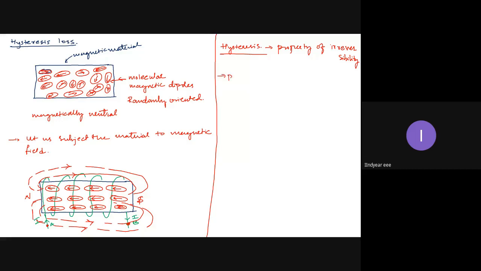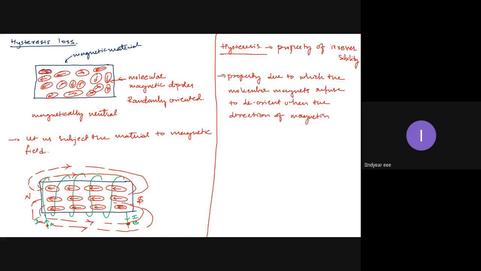It is the property due to which the molecular magnets refuse to deorient when the direction of magnetization, magnetizing force, here is the current, here is the current, when the direction of magnetizing force is reversed.